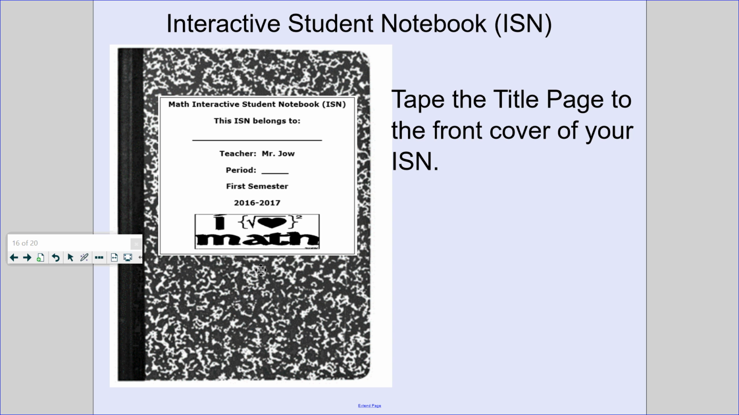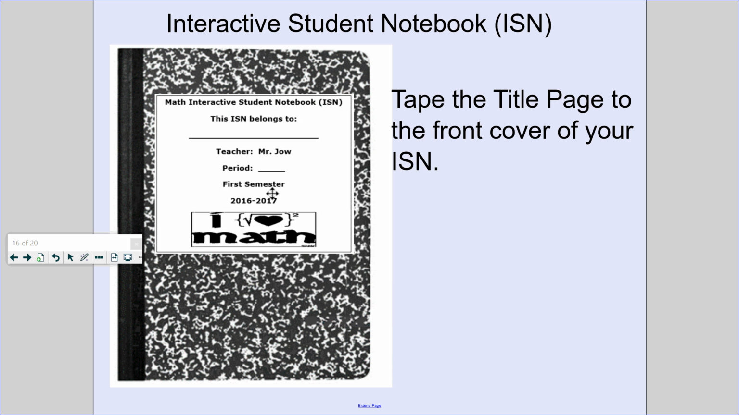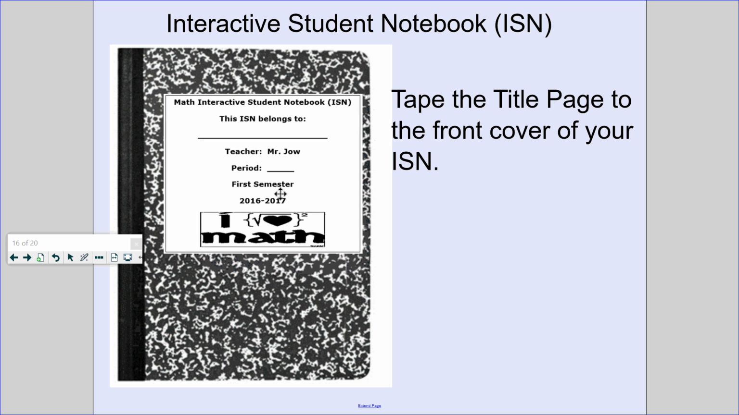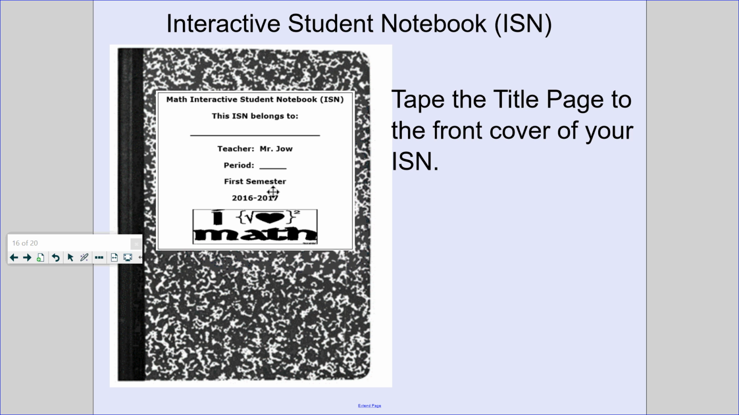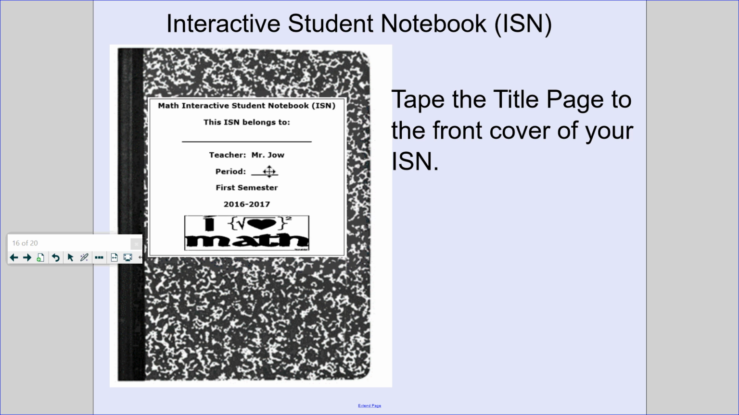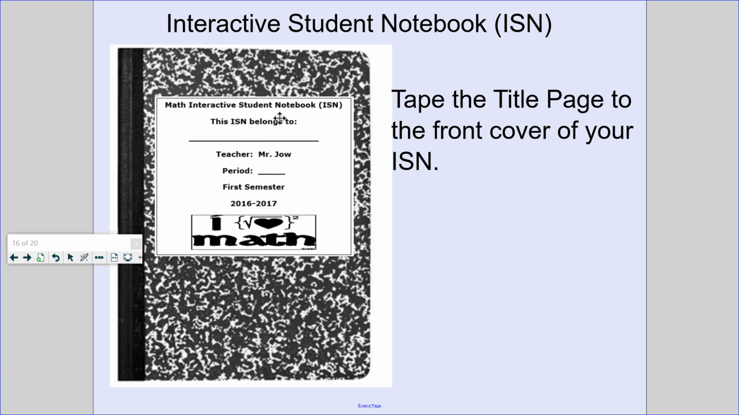Because you have an interactive composition notebook, we are going to be setting it up today on the first day of class. So here's your composition notebook. I would like you to tape the cover title onto your interactive composition notebook. Please put down your period and your name.